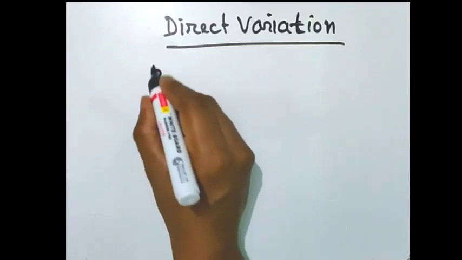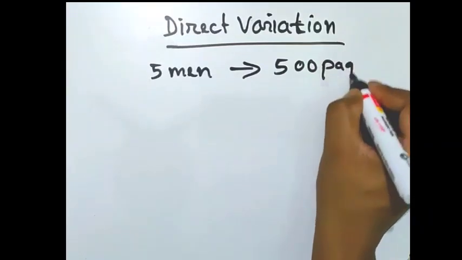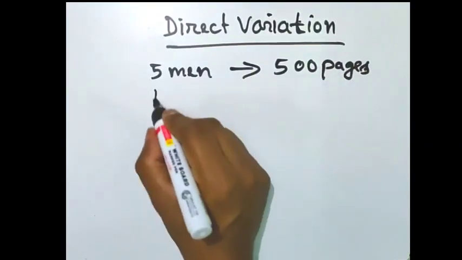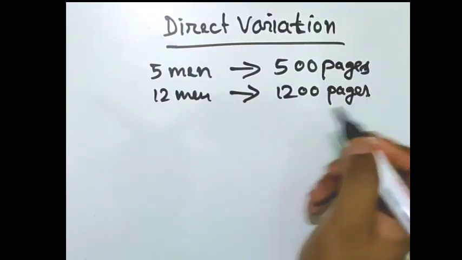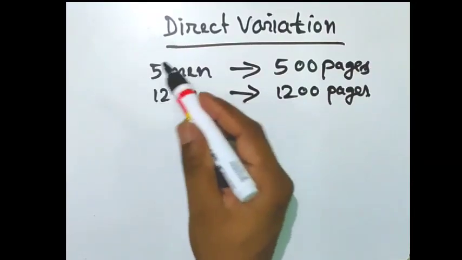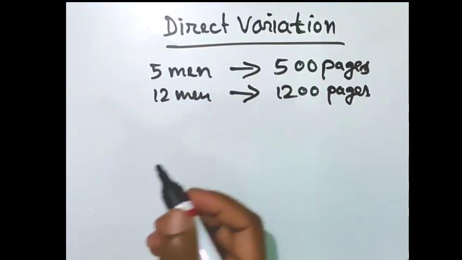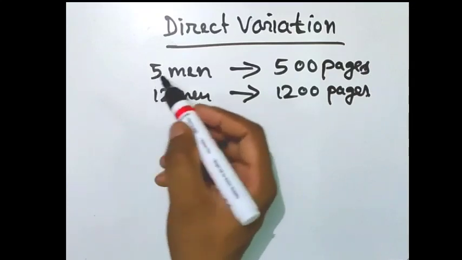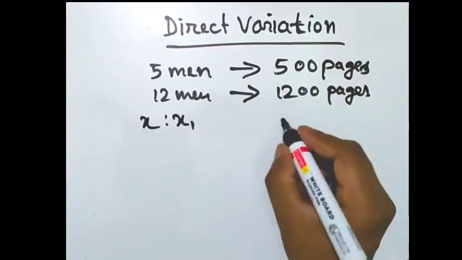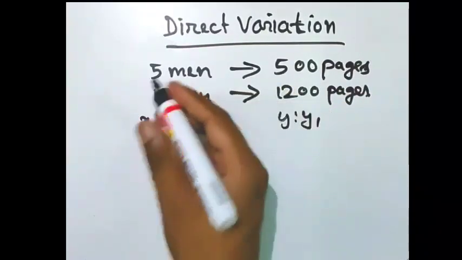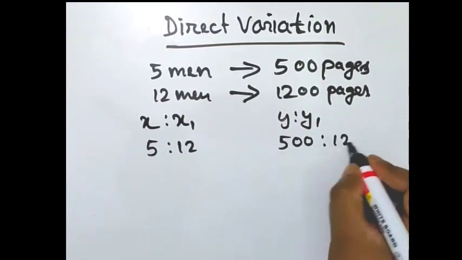So let's take 5 men can type 500 pages and 12 men can type 1200 pages. Let's see if the ratio of the two values of the first quantity is equal to the ratio of the two values of the second quantity. So the ratio is what? x is to x1, right? And the ratio of this will be y is to y1. So directly we can write 5 is to 12 and 500 is to 1200.